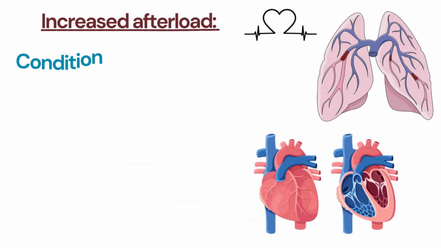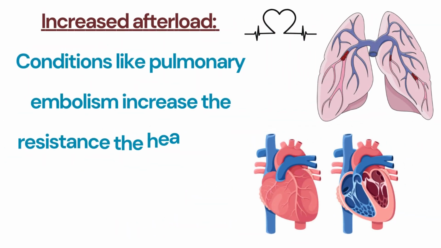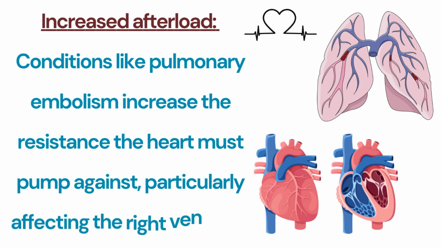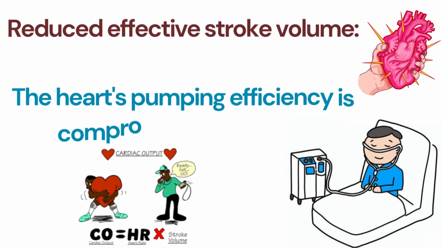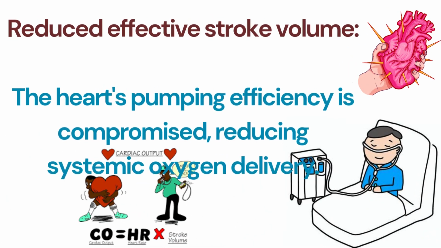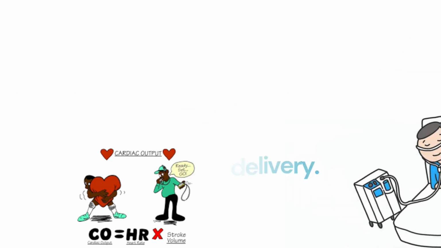Increased afterload. Conditions like pulmonary embolism increase the resistance the heart must pump against, particularly affecting the right ventricle. Reduced effective stroke volume. The heart's pumping efficiency is compromised, reducing systemic oxygen delivery.